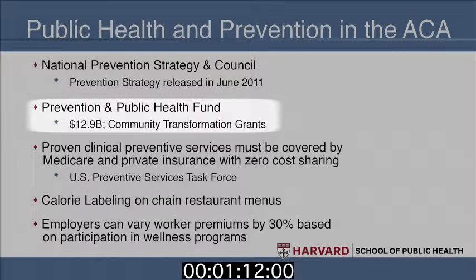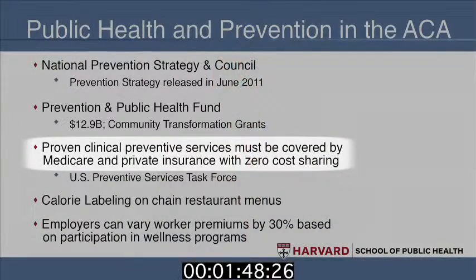Connected with the strategy and the council is a Prevention and Public Health Fund that was established again in Title IV that had a dedicated fund of about $15 billion over 5 years to invest in new public health initiatives, including the creation of something called community transformation grants. Some of that money was pulled back in some of the budget deals in Congress, but there's still a robust infrastructure in place to advance public health, and these funds have been important in terms of the tight fiscal times that we've been in over the past few years.